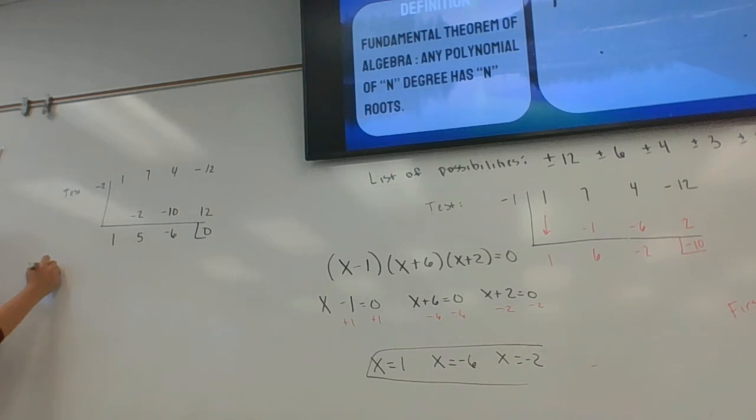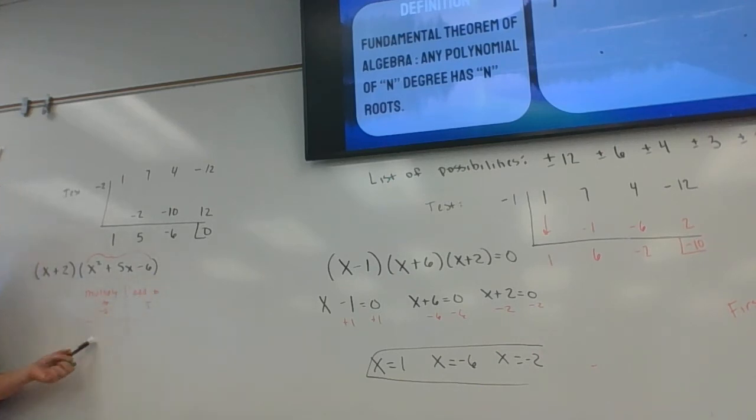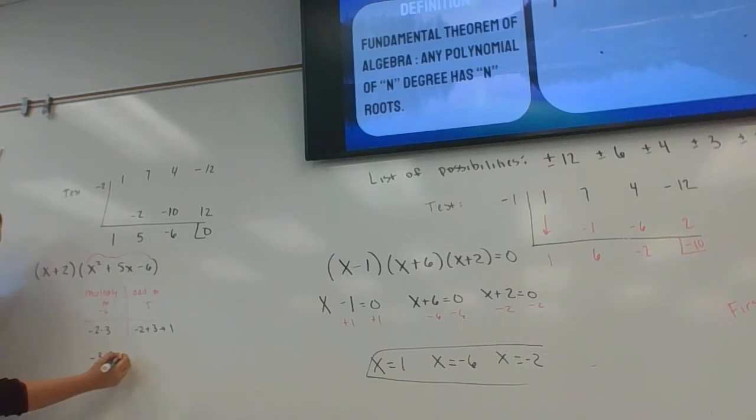Alright, so the result of my first factoring would be x plus 2, x squared plus 5x minus 6. And now I'm going to try to factor this. I'm going to find what multiplies to negative 6 and adds to 5. And I'm really tempted to pick 2 and 3. But negative 2 times 3, when added together, result in 1. And negative 3 times 2, when added together, result in negative 1.